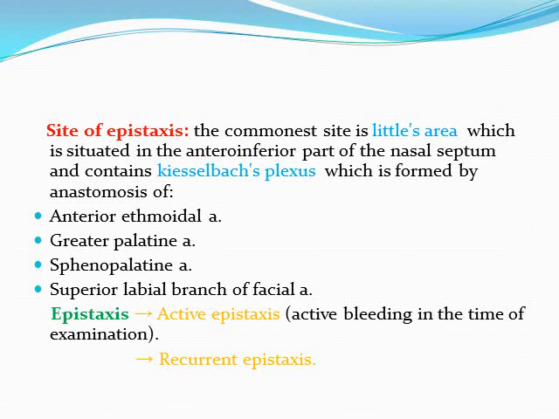Epistaxis is divided into two types, either active epistaxis or recurrent epistaxis. Active epistaxis means that the patient presents and has active bleeding at the time of examination. Recurrent epistaxis means that when the patient presents for examination, there is no bleeding, but there is a history of recurrent attacks of epistaxis.